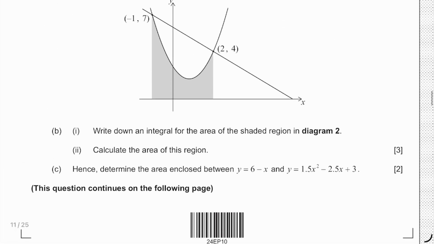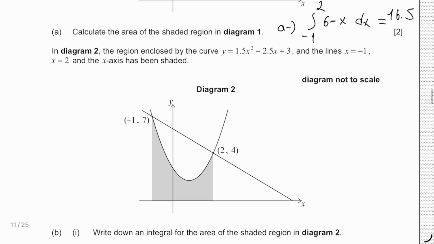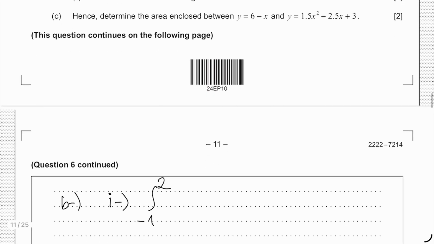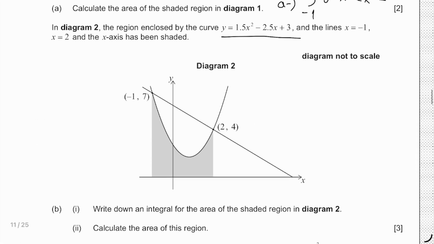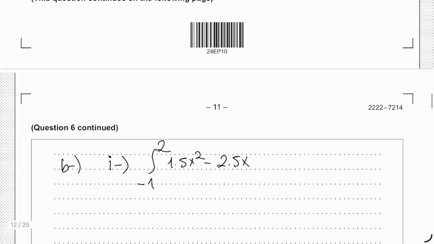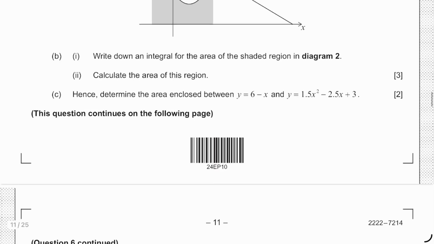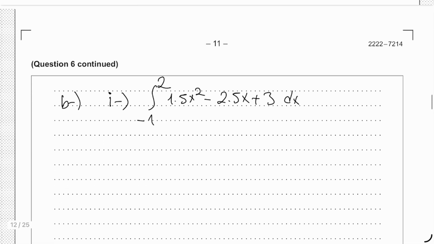What is our curve? 1.5 x squared minus 2.5x plus 3. We just write it down. This is our answer. Calculate the area of this thing. You just need to do it by calculator. The answer of this one, right? Okay.